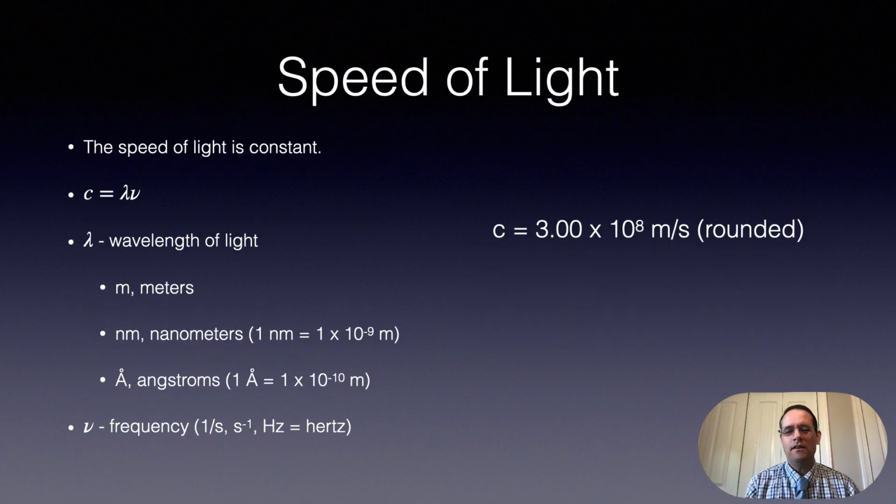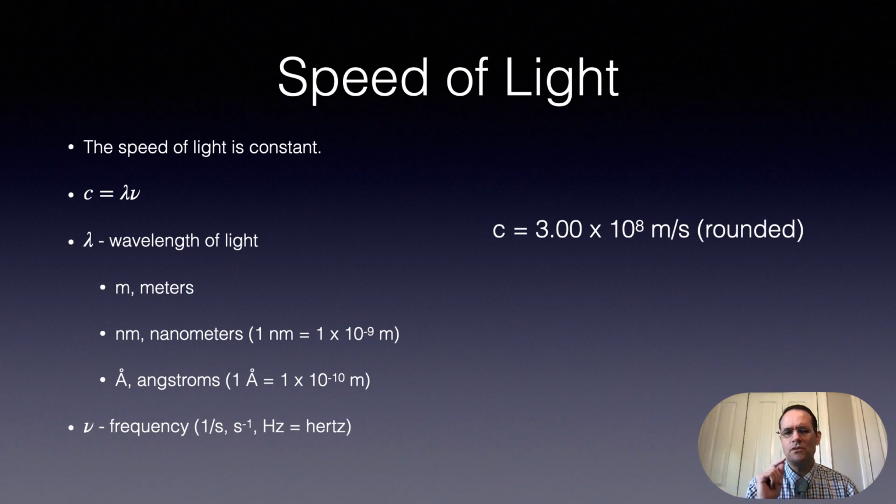Now, one other concept I need to teach you about is the speed of light. The speed of light is constant. It's very fast. It's 3.00 times 10 to the 8th meters per second if we round it off to 3 sig figs. And that's, I think, 186,000 miles per second. Sunlight from 93 million miles away or so reaches us in about 8 and a quarter minutes. So it's very fast.